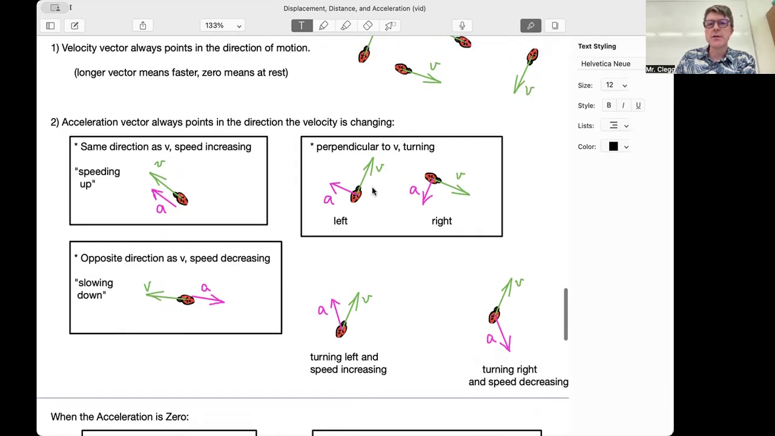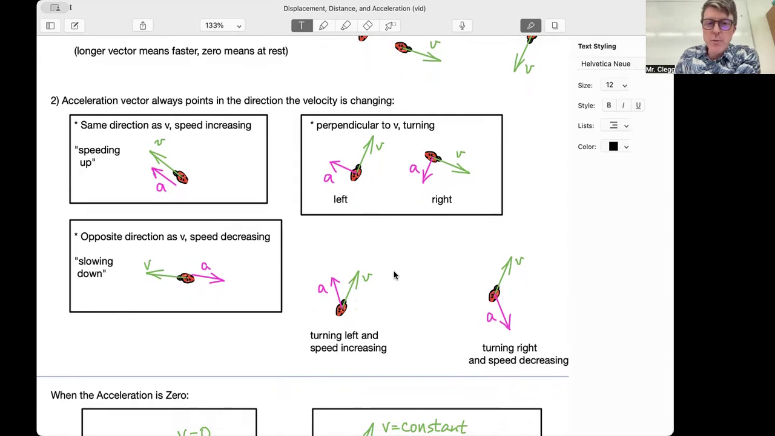If they're at right angles, then they are turning. The ladybug is turning left, turning right. I hope you can see that this is the same thing as this, but turned around, it's rotated a little bit. But here's a right turn. Here is a left turn.